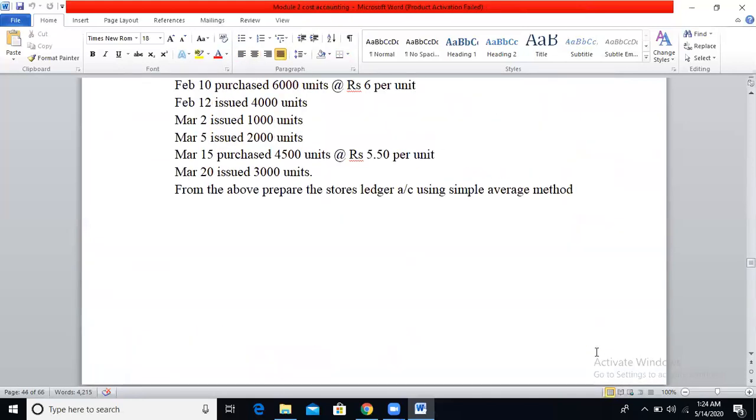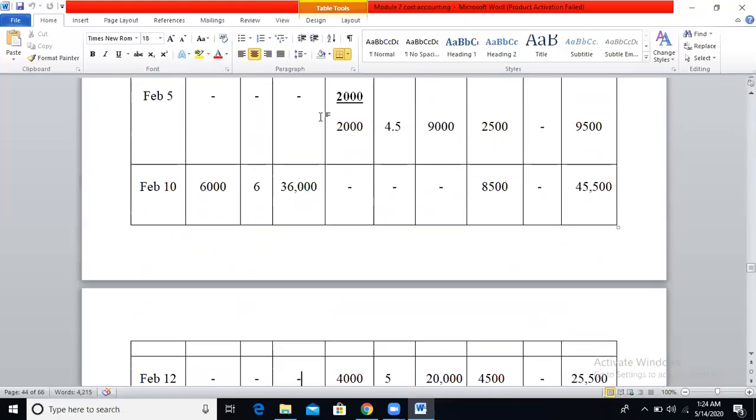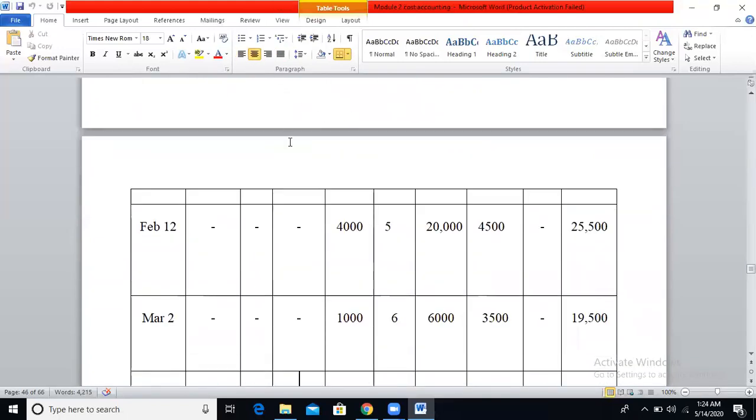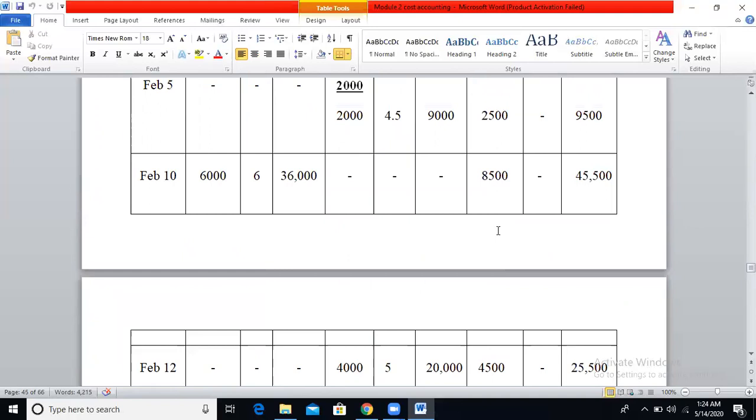Now the next transaction is March 2nd, we are making an issue, that is issue of 1,000 units. Now see the previous balance in the quantity. We are having the balance of 4,500. So how will you get this 4,500? You have to go through the reverse way. 4,500 you will get here only.